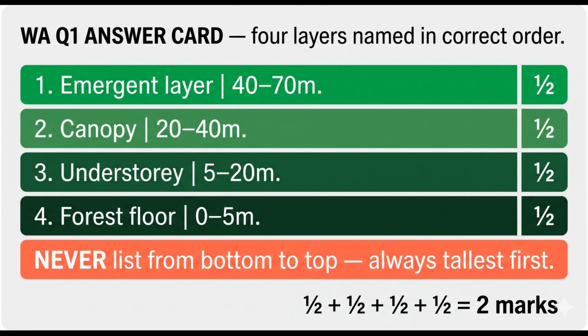Canopy, half a mark. Understory, half a mark. Forest floor, half a mark. Forest floor, half a mark. Total, 2 marks.